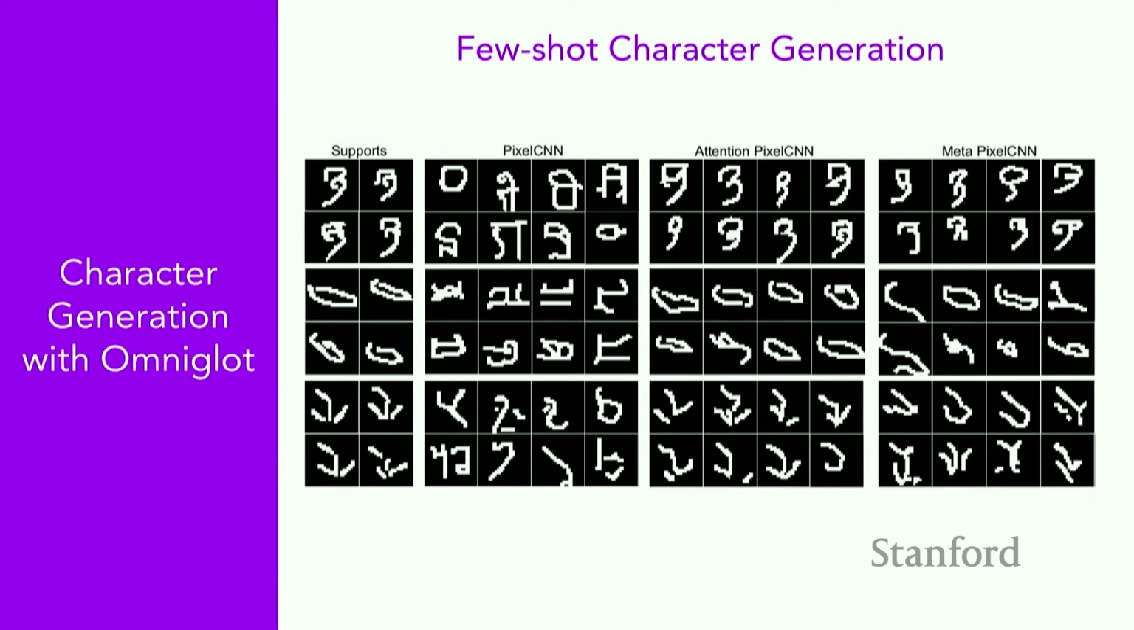The next task that they did was a few-shot character generation. If you look at the first 2 rows, you can see that for 4 support images, they were able to generate characters using 3 different models. Qualitatively, we could see that the attention and meta pixel CNN outperformed the pixel CNN.